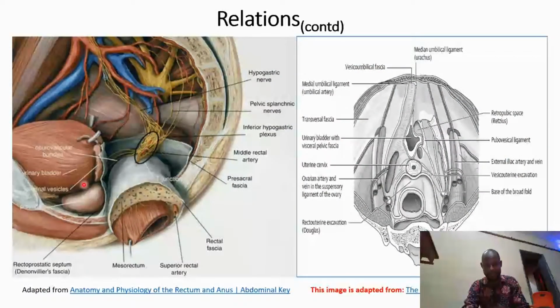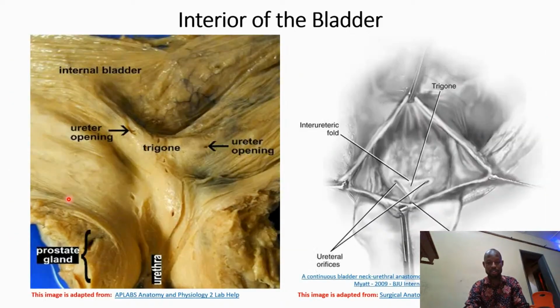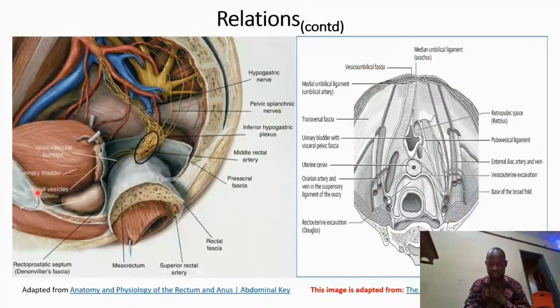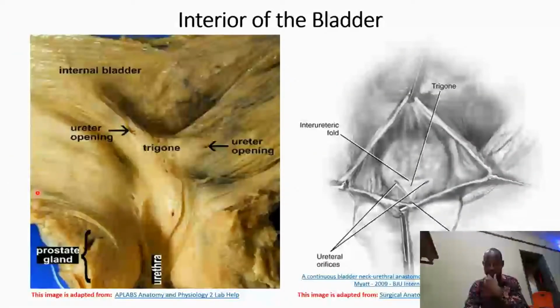At the point where they meet, it is called the neck of the bladder. All right, it's the lowest part of the bladder, and it is pierced by the urethra. The bladder neck is pierced by the urethra.